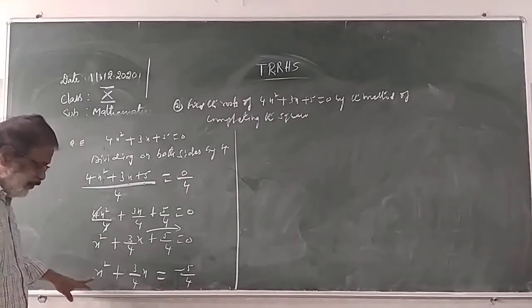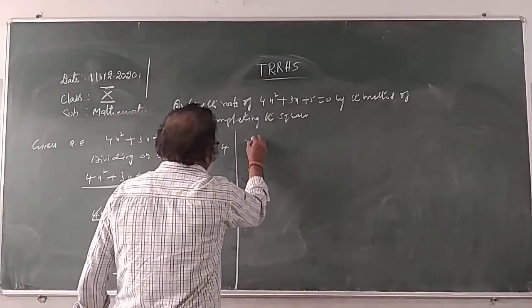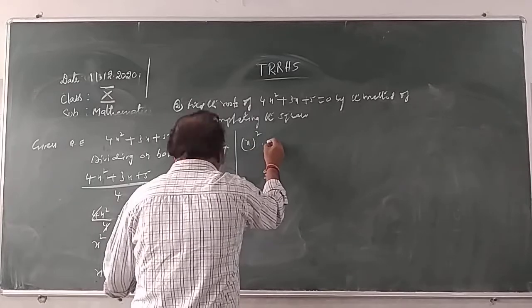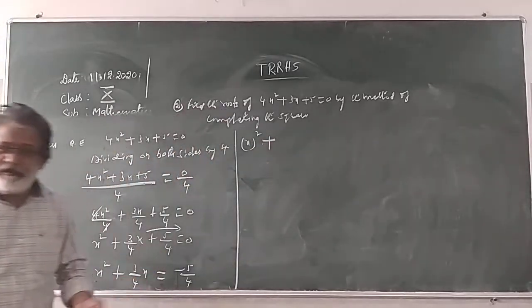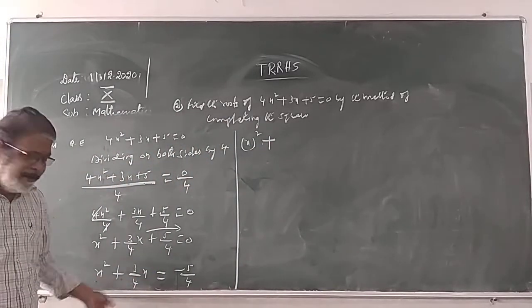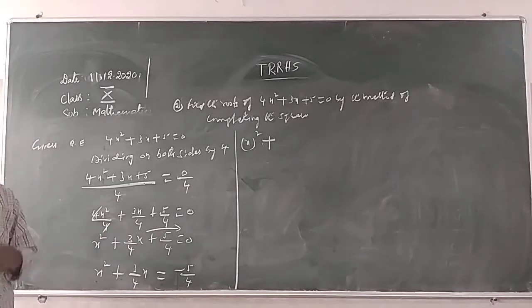So now we want a perfect square. X square is a perfect square. Write as a square. What is the middle term? If the middle term is plus, it is plus 2ab, which means a plus b whole square. If the middle term is minus, it is minus 2ab, which means a minus b whole square.